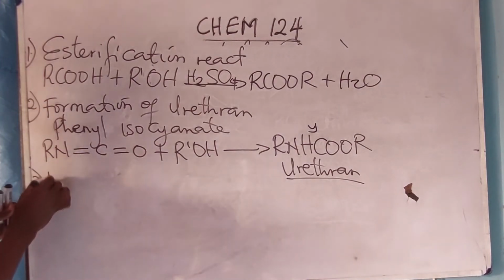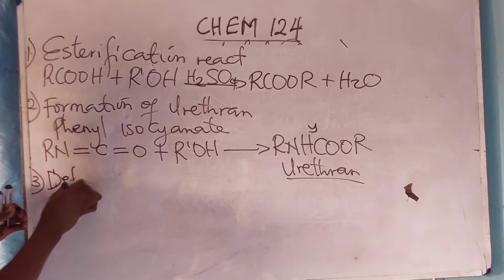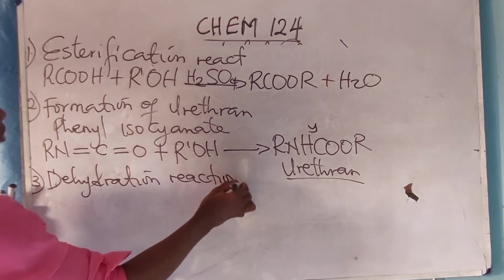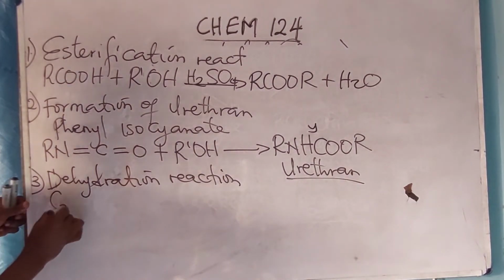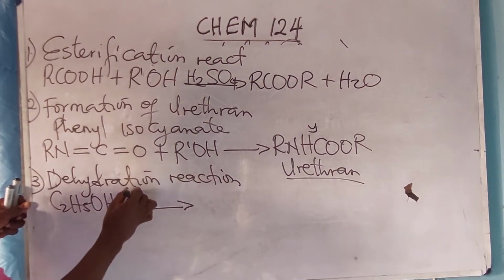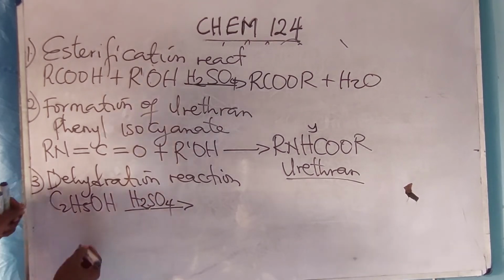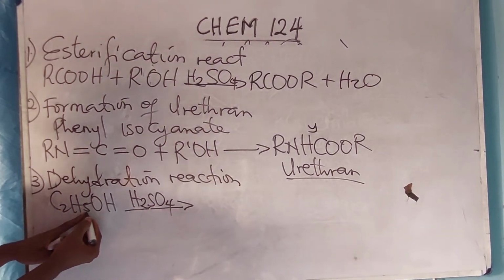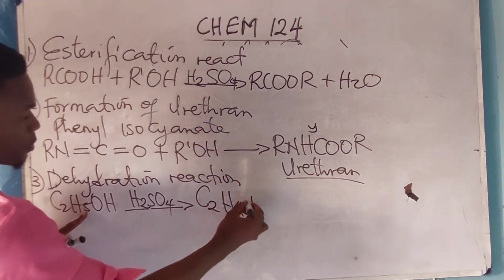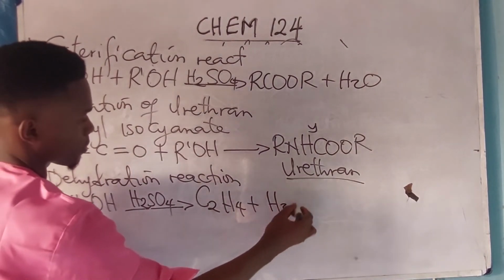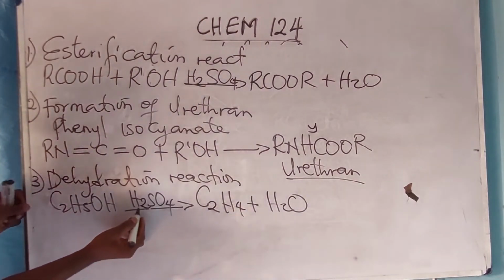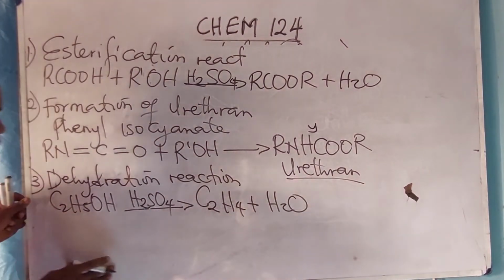Alcohols can also undergo what? Dehydration reaction. In this case, you have C2H5OH in the presence of H2SO4. Now I would remove one H from here. I'm left with C2H4 plus what? Water. Dehydration is the removal of water. The agent used here is H2SO4. Take note of that.